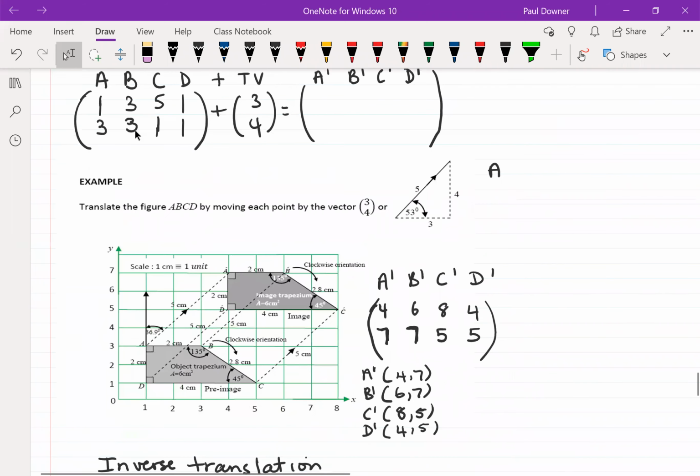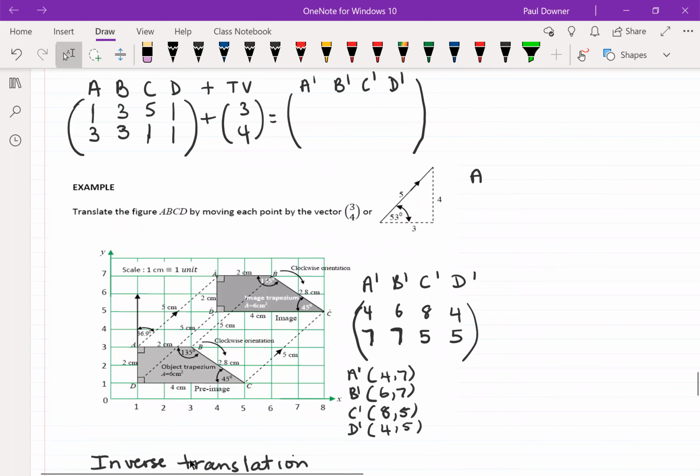So let me put it up here. B is the point (3, 3). Let's look at the point C. C would be the point 5 across in the x, 1 up in the y. So (5, 1), that'll be C. And D would be the point, let's look at the D's here, 1 in the x followed by 1 in the y. So D would be the point (1, 1).